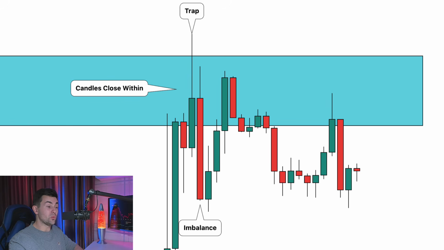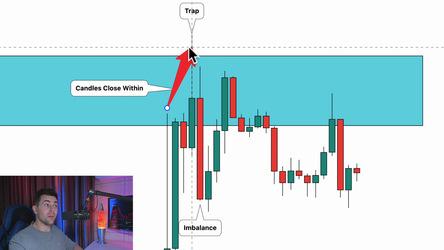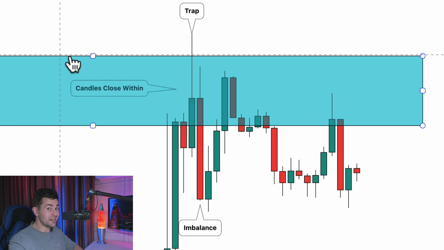Then you can see that one of these candles formed a long upper wick, and you can see that with this long upper wick, the price violated a liquidity zone.